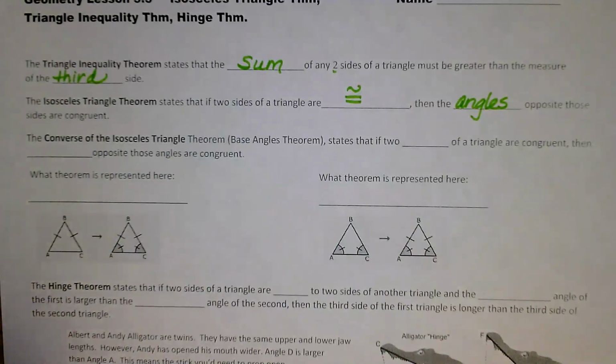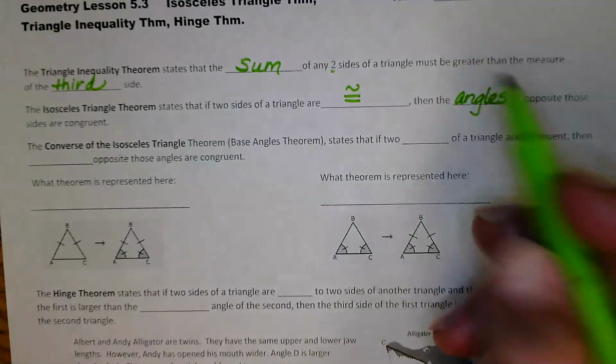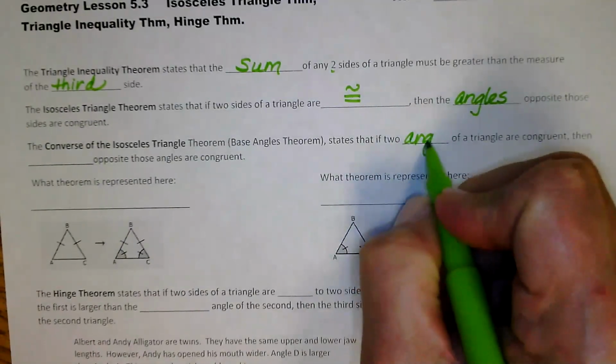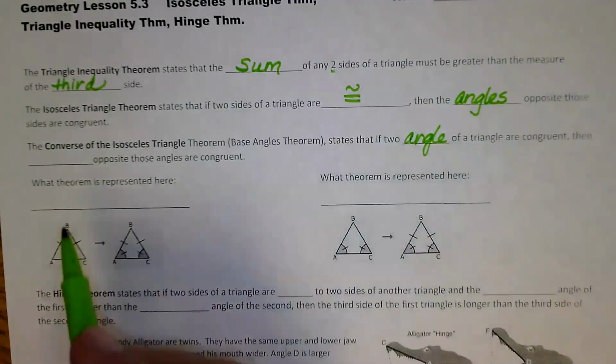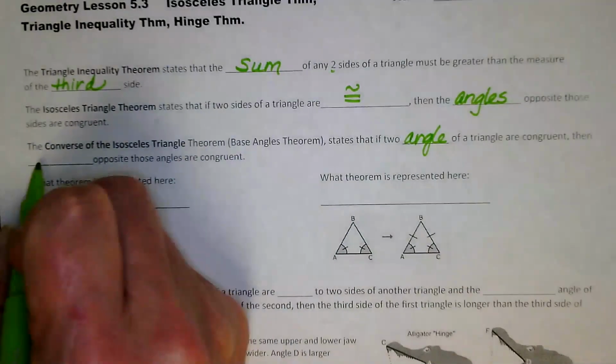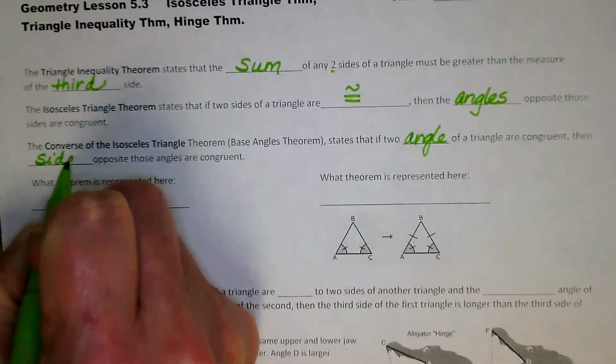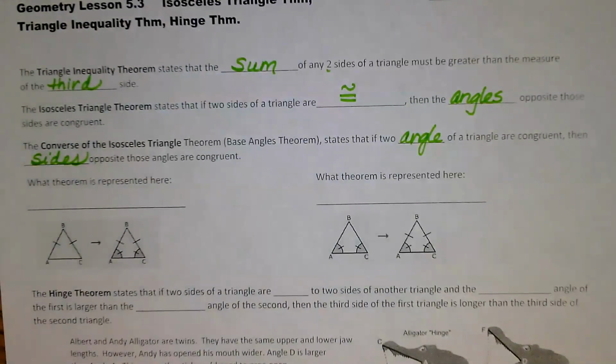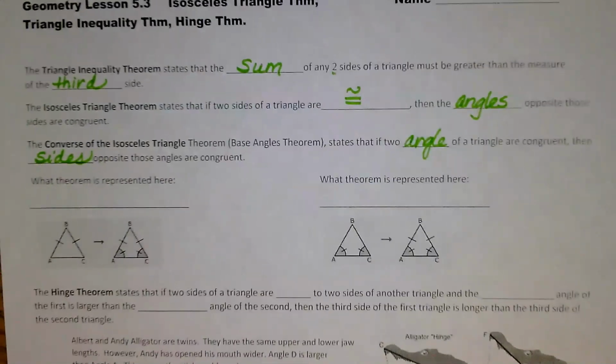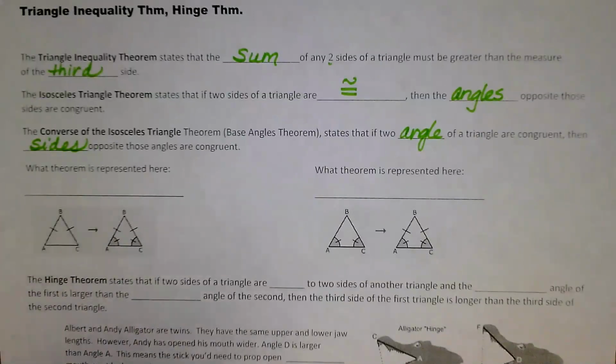Now remember, converse is backwards. So if two angles of a triangle are congruent, then the sides opposite those are congruent. Okay, so they're basically telling you the same thing. One is the converse of the other.